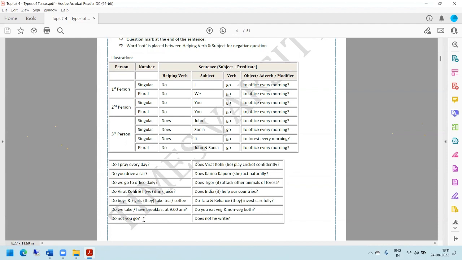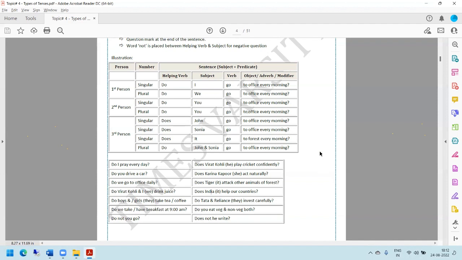Don't you? Okay, so if we are adding negative in it, then after the helping verb, not is used. Do you not, or don't you go? If we are adding negative, not is added after the helping verb. Do not you go? Similarly, does not he write, as not is added. If you don't want to add negative, then not is not used. So do you eat veg and non-veg both?